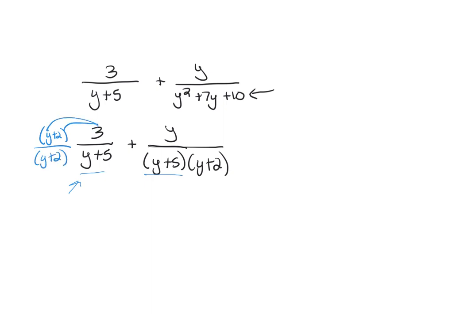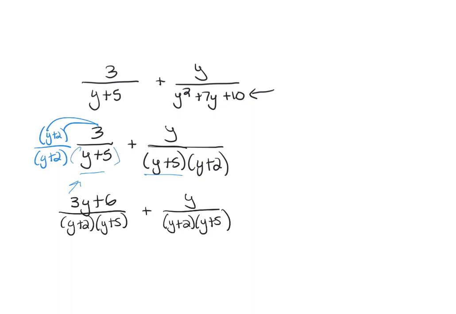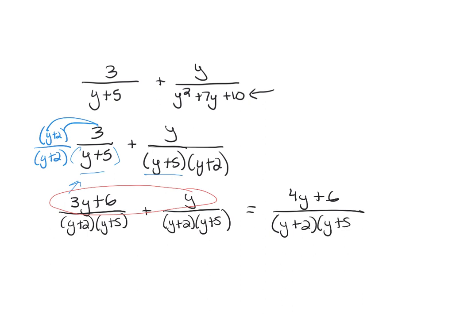Numerator, I'll distribute. Here, I'm just going to leave my binomials separate. So when you distribute, we get this. So now when you are adding fractions, and once you have a common denominator, remember you're going to add the numerators. So that would equal 4y plus 6 over, you keep the denominator, y plus 2 times y plus 5.